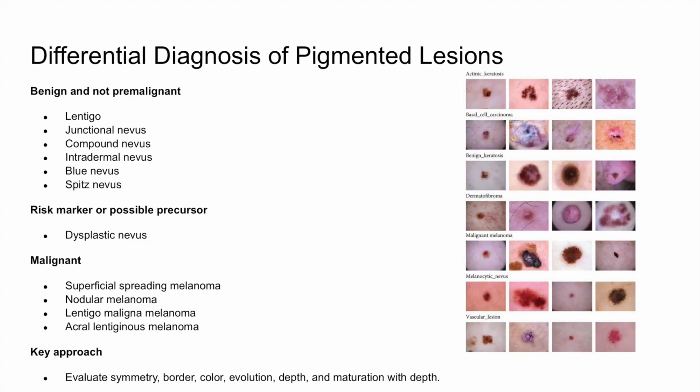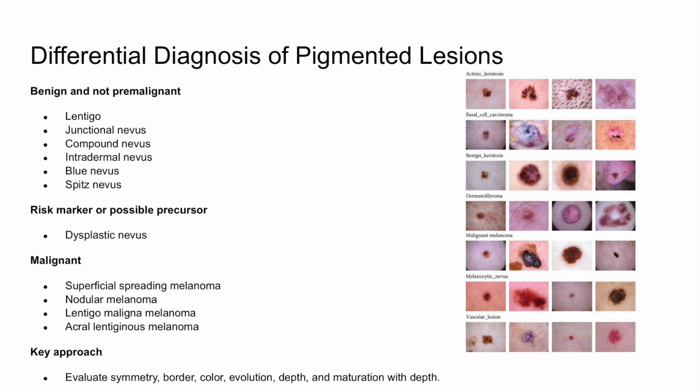So a pigmented lesion is not automatically melanocytic or malignant. Benign possibilities include lentigines and junctional, compound, intradermal, blue, and Spitz nevi. Dysplastic nevi occupy an intermediate category because they are a melanoma risk marker and occasionally are precursors. Malignant considerations include superficial spreading, nodular, lentigo maligna, and acral lentiginous melanoma. Non-melanocytic lesions such as seborrheic keratosis, pigmented basal cell carcinoma, actinic keratosis, and dermatofibroma can also mimic melanoma.